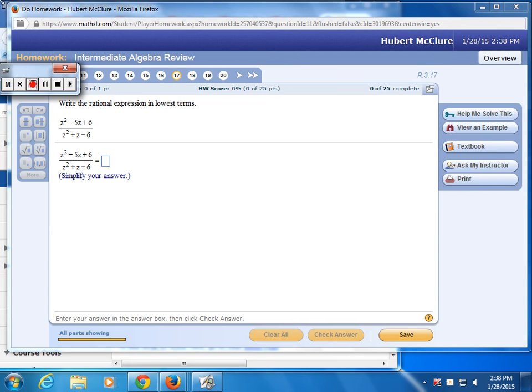A trinomial is worthless unless you do what? Factor it. So factor those two. And let's see what happens when you factor those two.